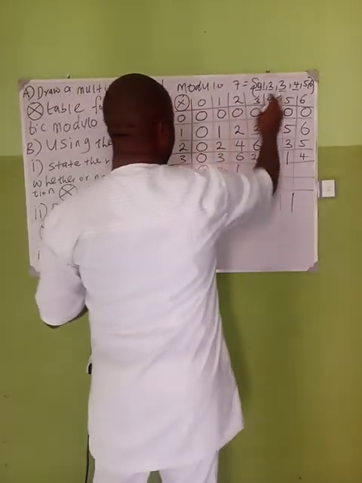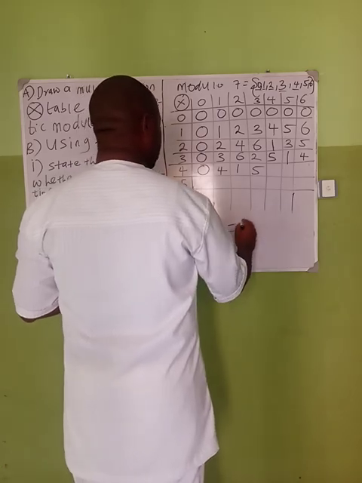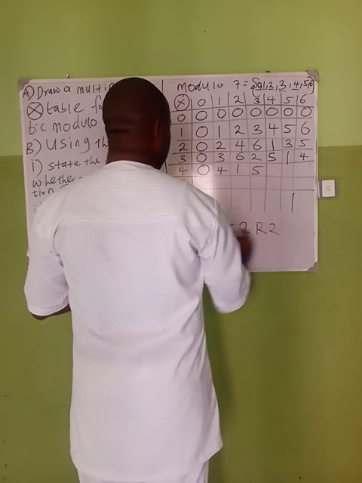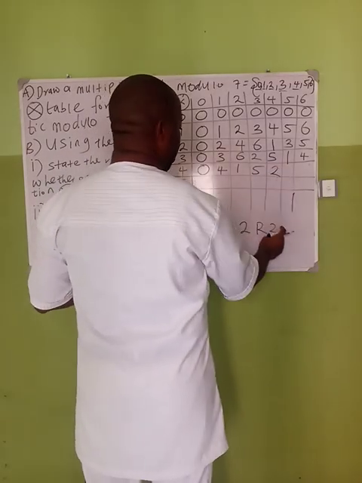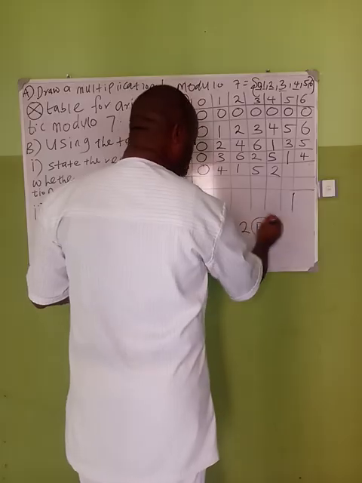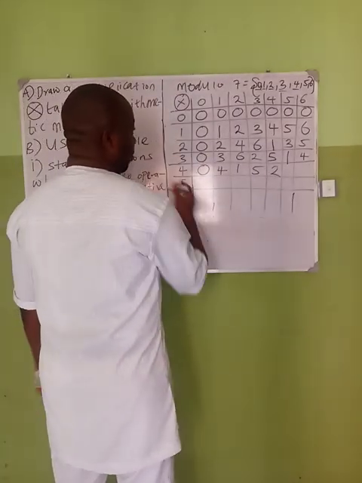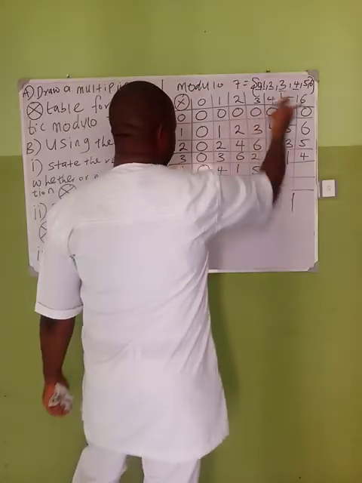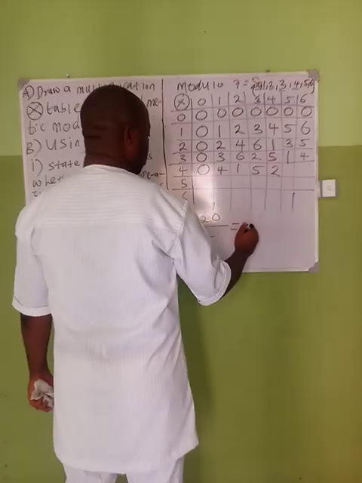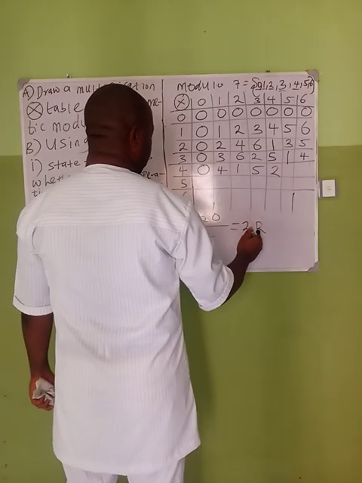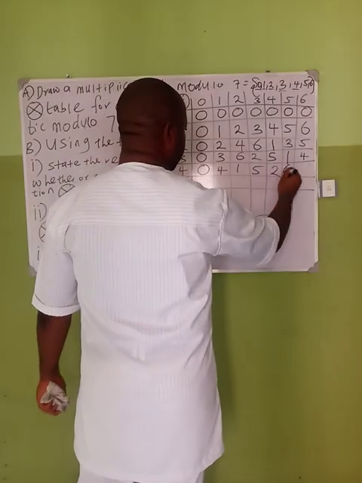Then 4 times 4, that gives us 16. 16 divided by 7 will give us 2 remainder 2. But then 14 plus 2 will give you 16. So here's the remainder 2. I'll write that remainder 2. Not this 2, I'm writing the remainder 2. Okay. Then next, 4 times 5, that's 20. So 20 divided by 7, I think this is 2 and 6 this time. So I'll write remainder 6.